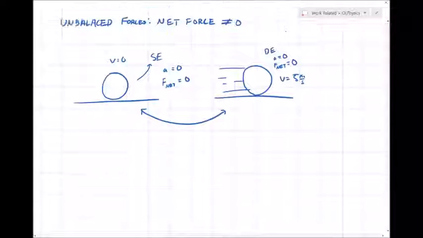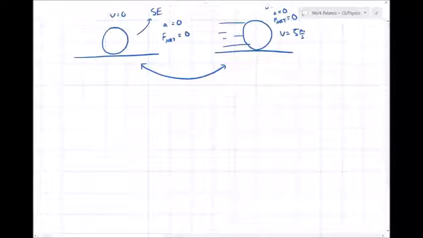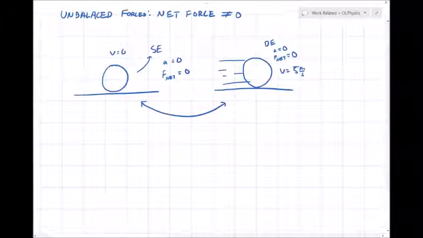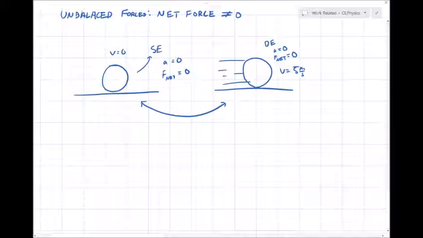So now let's look at the opposite case. What if something is accelerating? So let's say I have a ball. That's a terrible ball.